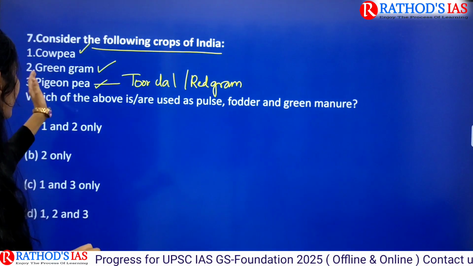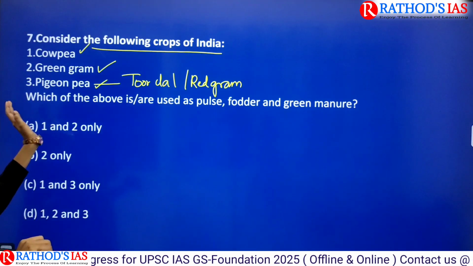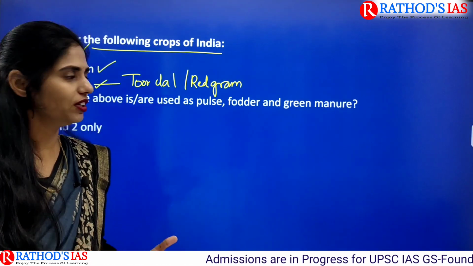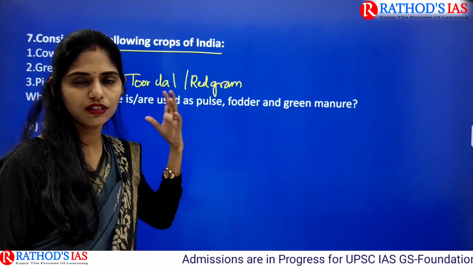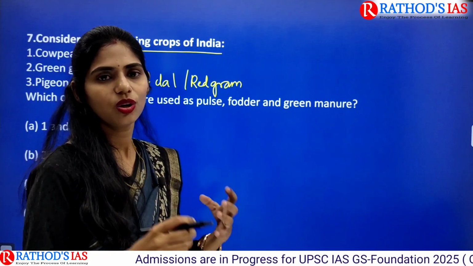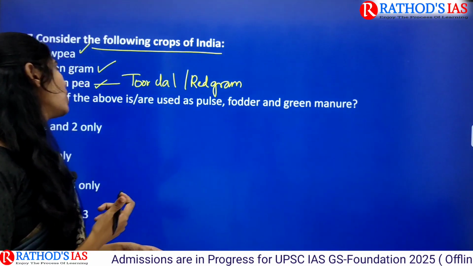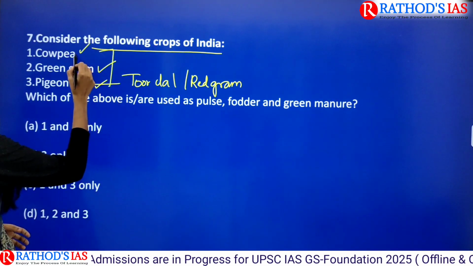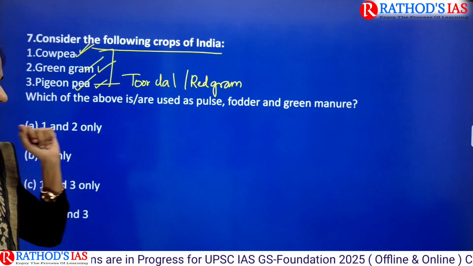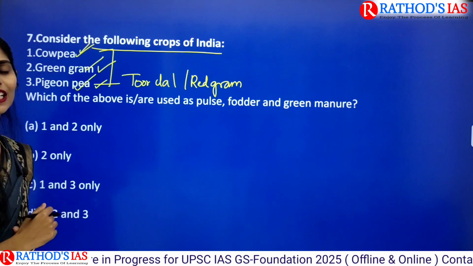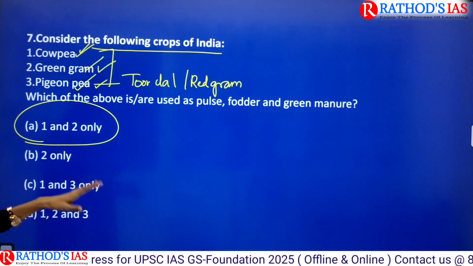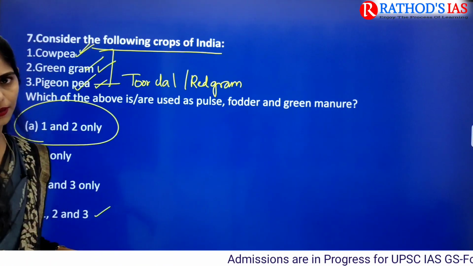Okay, cowpea, green gram, pigeon pea. Which of the above are used as pulses, meaning we consume them as food; fodder, which is food for animals; and manure for the plants or crops. Actually, all three, cowpea, green gram, and pigeon pea, can be used as pulse, fodder and green manure. But unfortunately the UPSC key gave 1 and 2 only, but the correct answer is 1, 2 and 3.